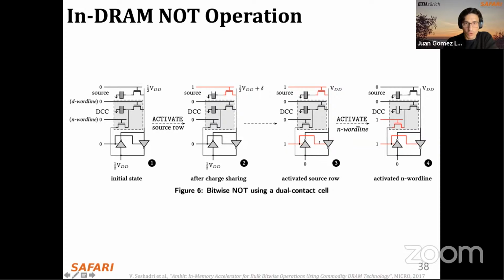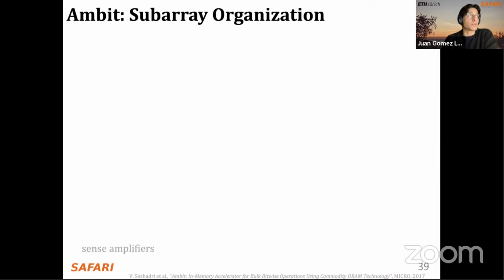So what this does is that in this step 3, when we enable the sense amplifier, the VDD voltage in the bit line turns into 0 on the other side of this inverter, and here when we activate the N word line of the dual contact cell, this 0 gets copied onto the capacitor. So this is the way of implementing the NOT operation. So now in Ambit we have AND, OR, and NOT. So this is functionally complete. So we can implement, in theory, any complex operation, right? So that's the key idea in Ambit, and we exploit this key idea in SIMDRAM as well, as you will see.